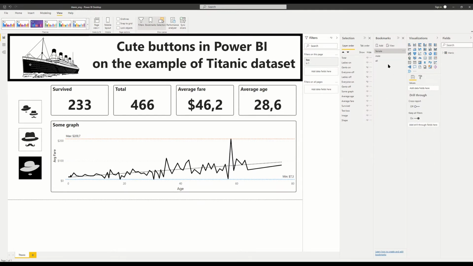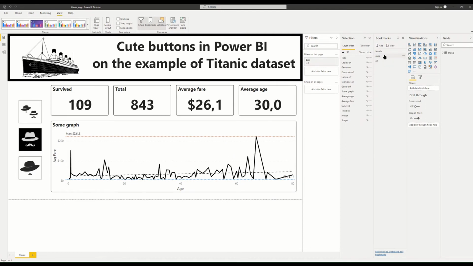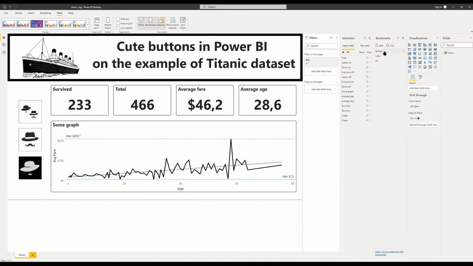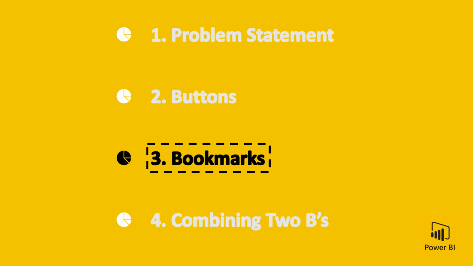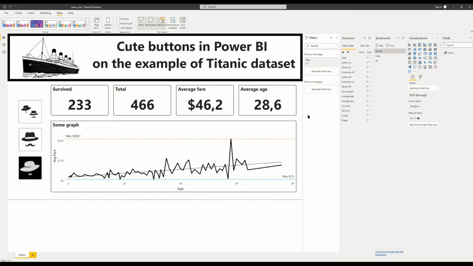After we have created two more bookmarks for male and all passengers, we can actually switch between those bookmarks. As you can see, it works. We have the final step remaining, which is to link our bookmarks with our buttons. So now we have to assign our bookmarks to the buttons. But the thing is that we should assign them to the unpressed buttons, since we don't need any action to happen when the button corresponding to the pressed state is pressed again.